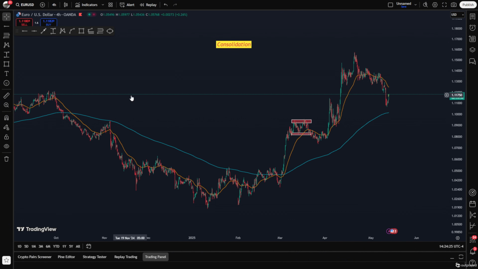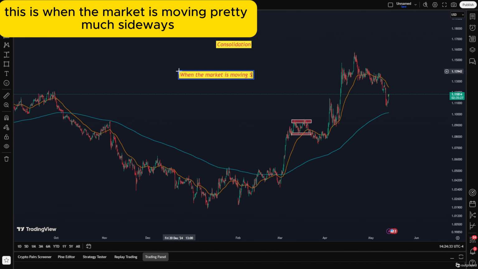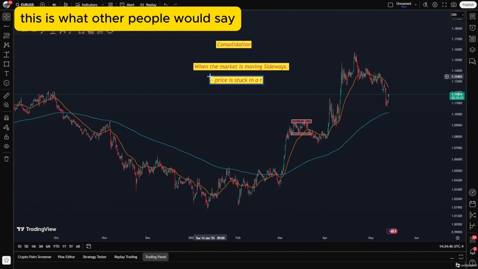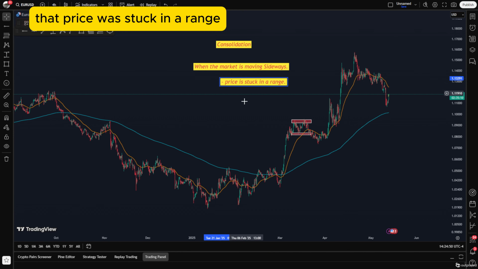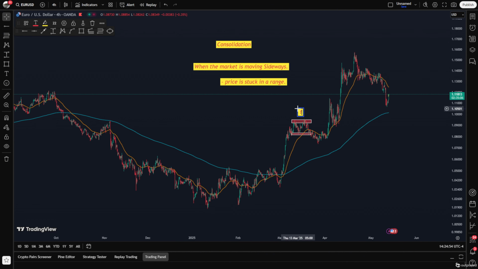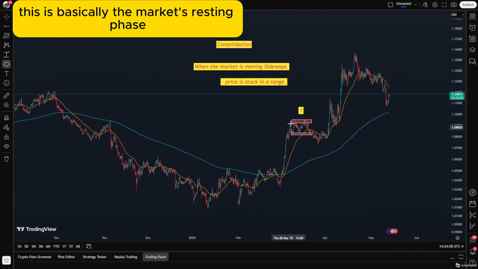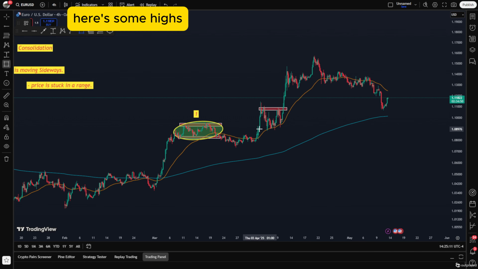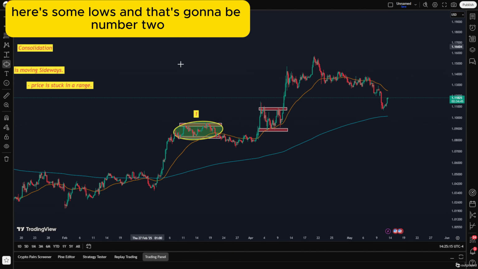Consolidation. This is when the market is moving pretty much sideways. This is what other people would say that price was stuck in a range. This is basically the market's resting phase. Here's one, and we're going to mark out a couple more. Here's some highs, here's some lows, and that's going to be number two.